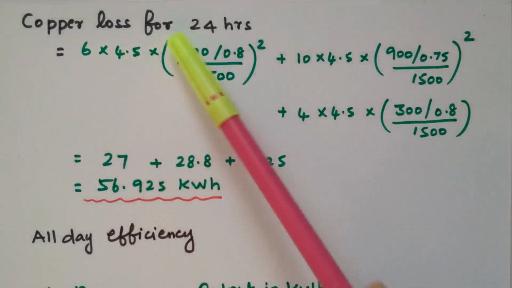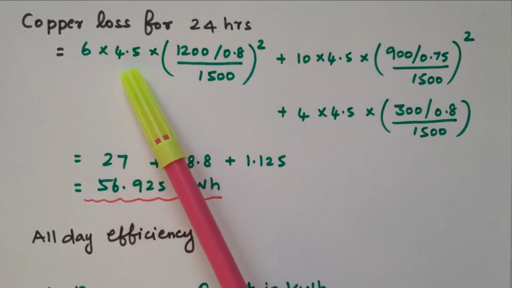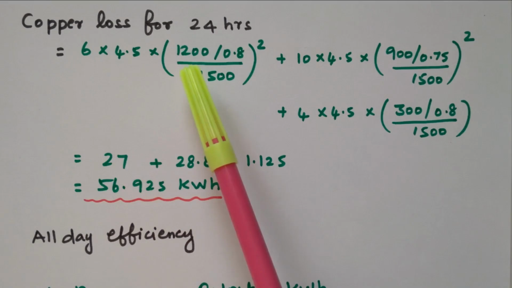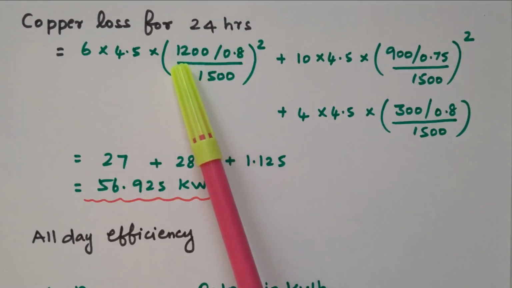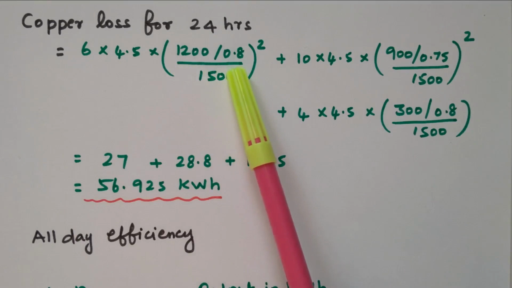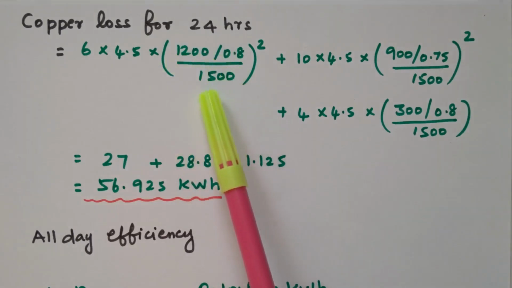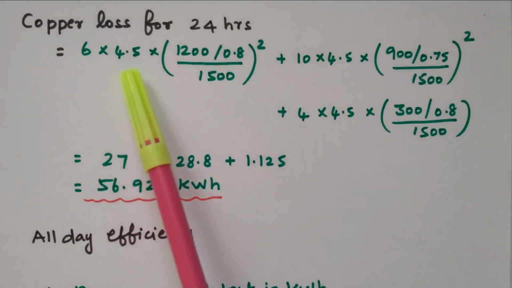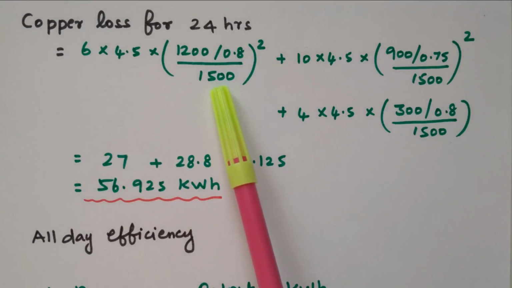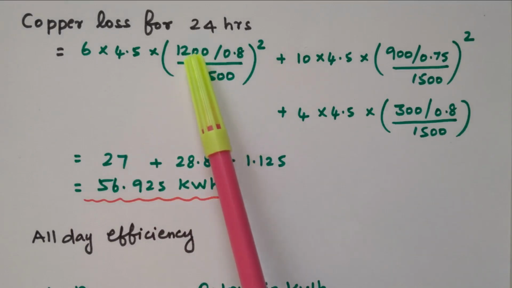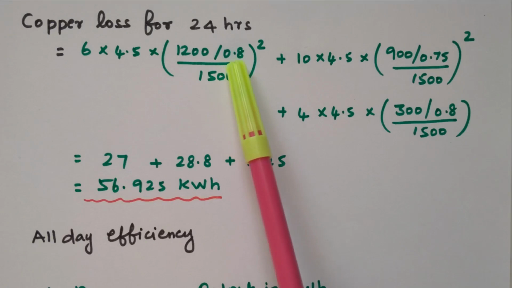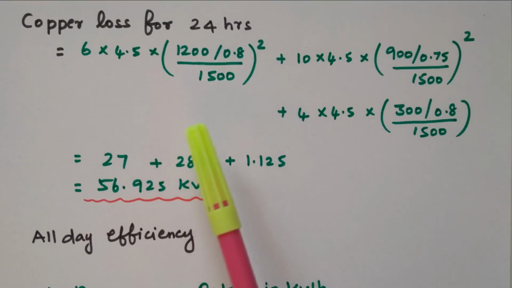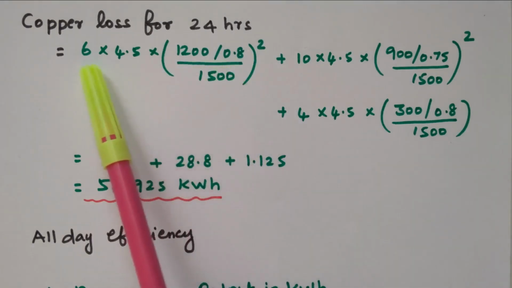So copper loss for 24 hours is 6 into 4.5. So this 6 is the hours. This 4.5 is the full load copper loss. The kVA here is 1200 divided by 0.8, so the load kVA divided by the actual kVA 1500, right. This is the kVA rating given. This is the kVA for these 6 hours divided by power factor, and it is squared, so that we will get the copper loss for these 6 hours.